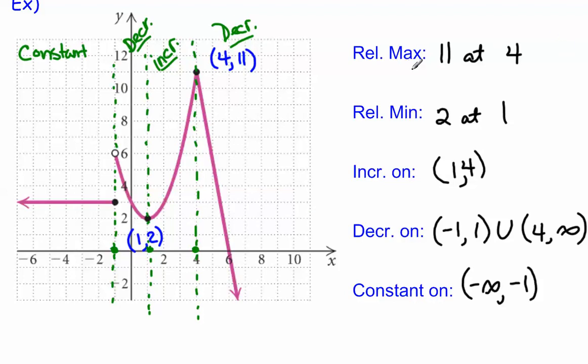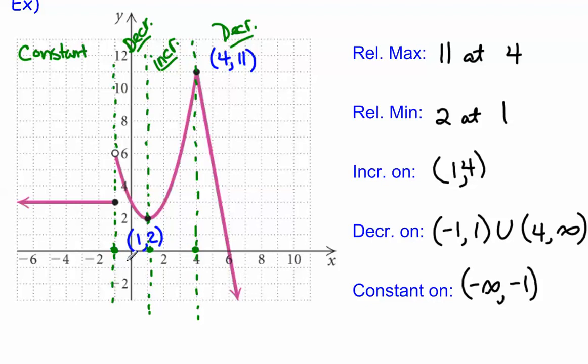Now I can go ahead and describe what my maxes, mins, and my intervals are. For my max, I'm going to look for any high spots right in here. And remember, it's the y, so the max is 11 at 4. The minimum, a low spot right here, is going to be 2 at 1. Again, it's the y value. And where was it increasing? Well, we only had that one section right here that we labeled increase, so where's that going from? The x-coordinates were 1 to 4, so it's increasing on that section of the x-axis.